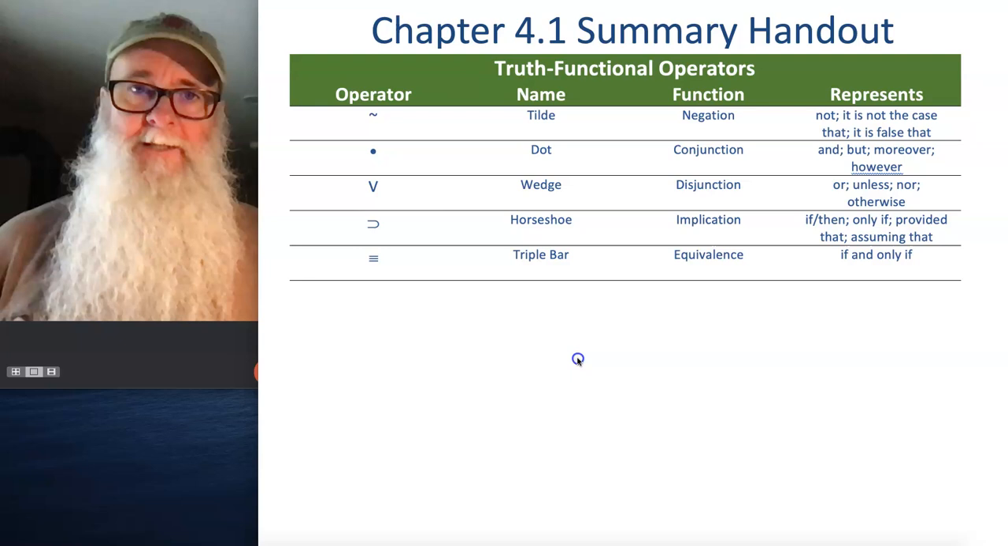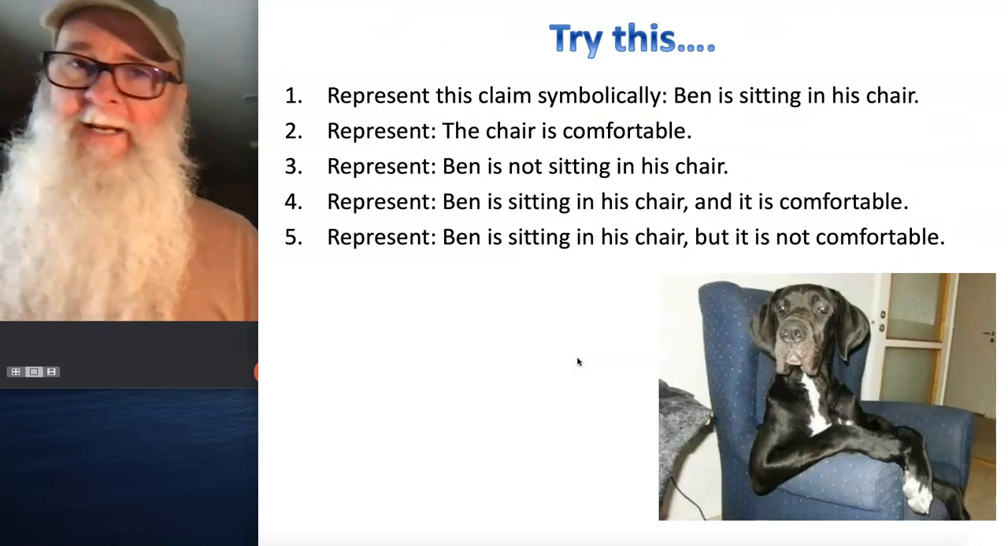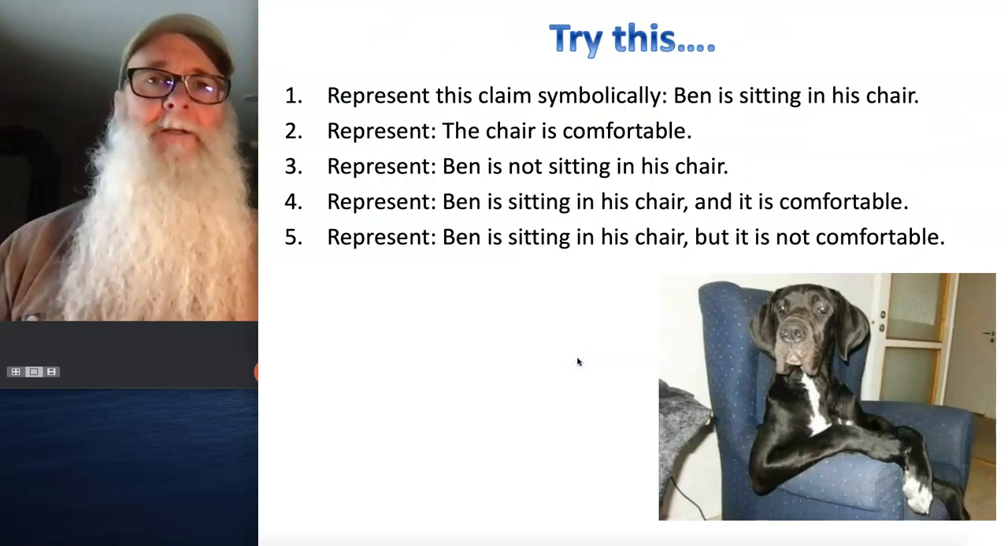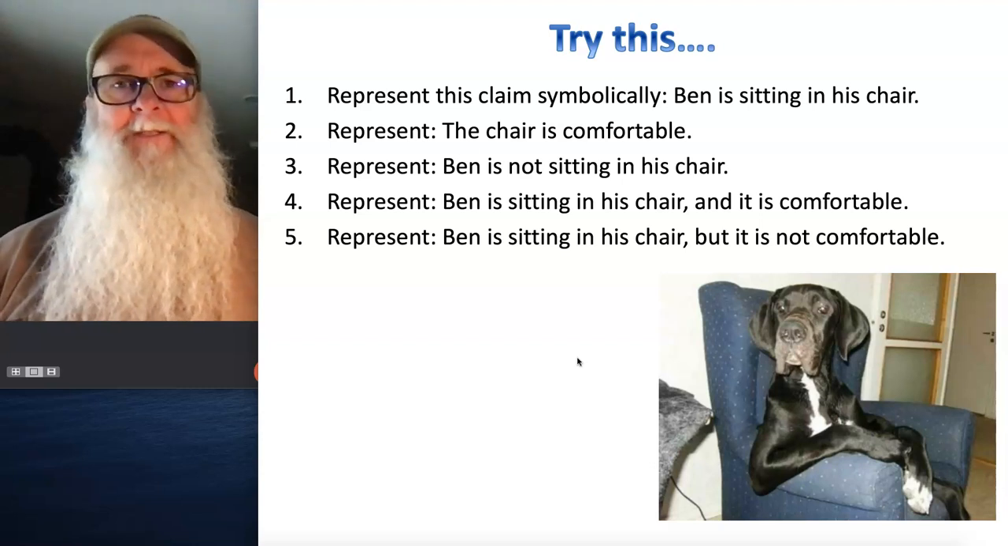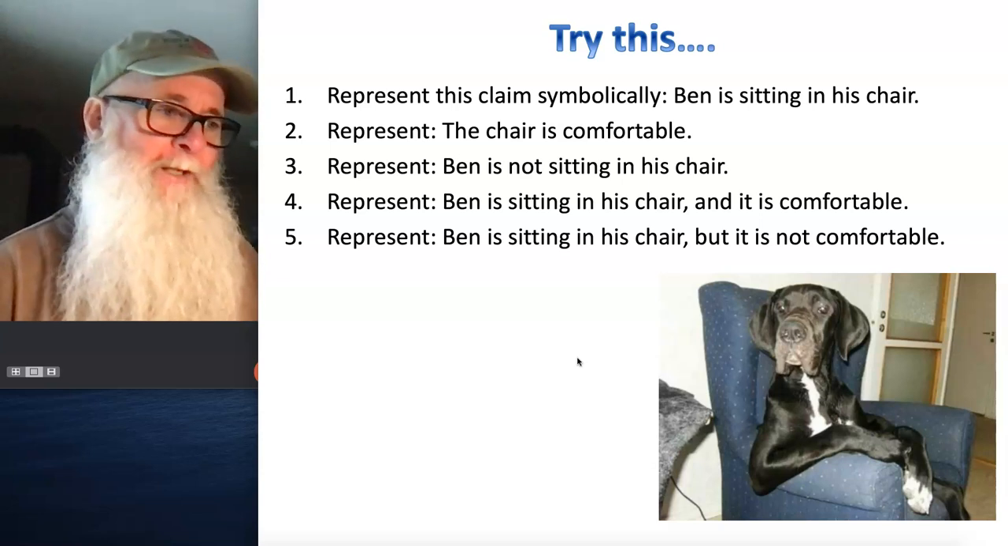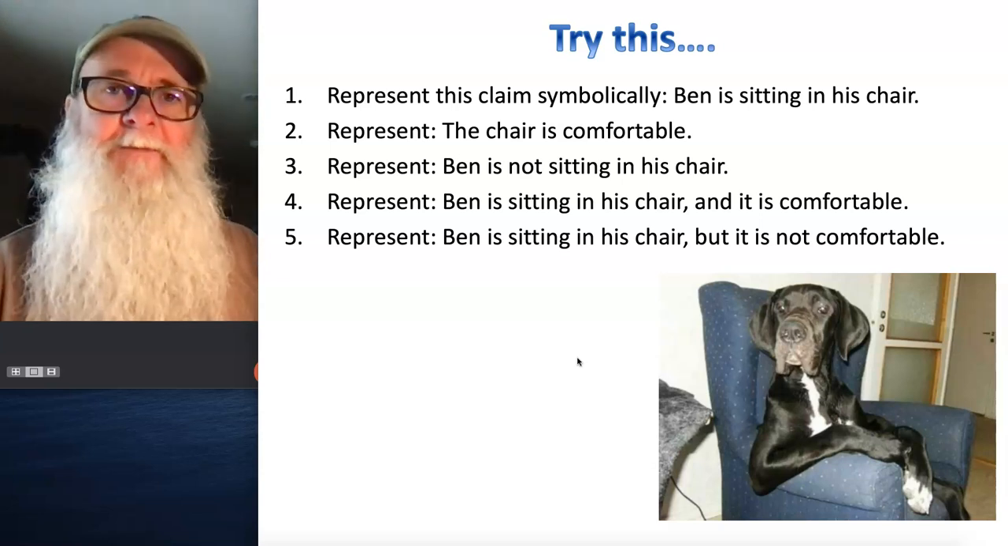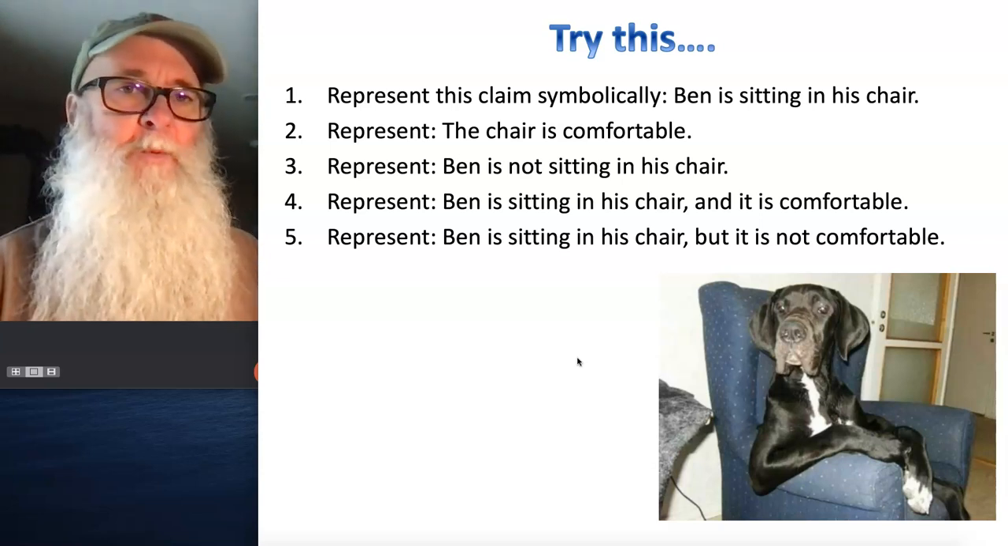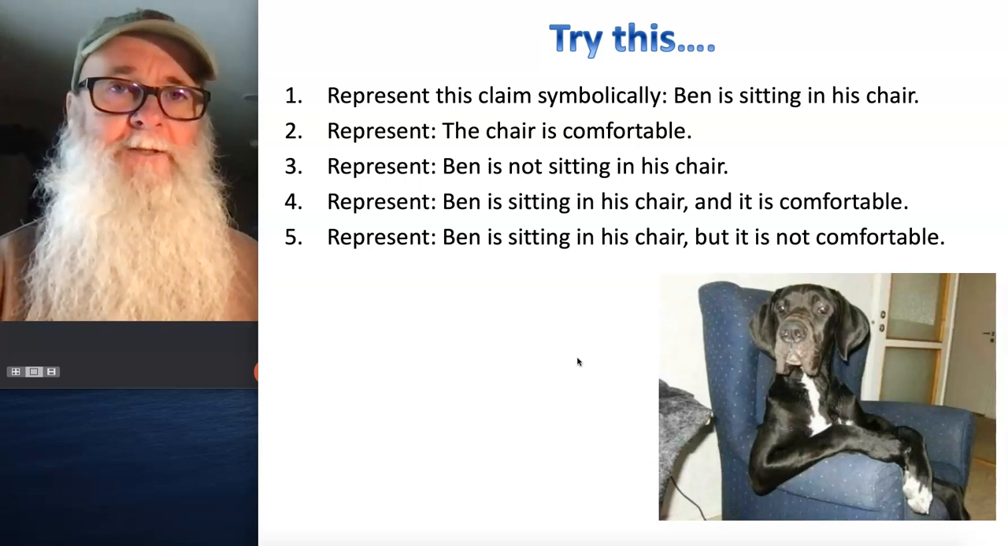All right, so here we have 5 sentences. We need to represent these sentences symbolically using the operators that we've been discussing, okay? Letters and operators. So what I want you to do is to pause your video, take each one of these 5 sentences and figure out a way to represent it symbolically using letters and operators.